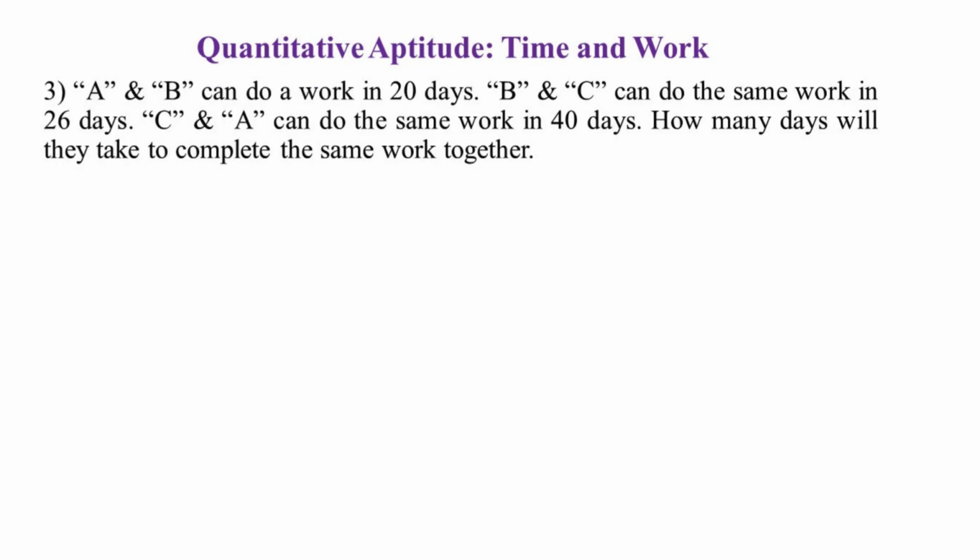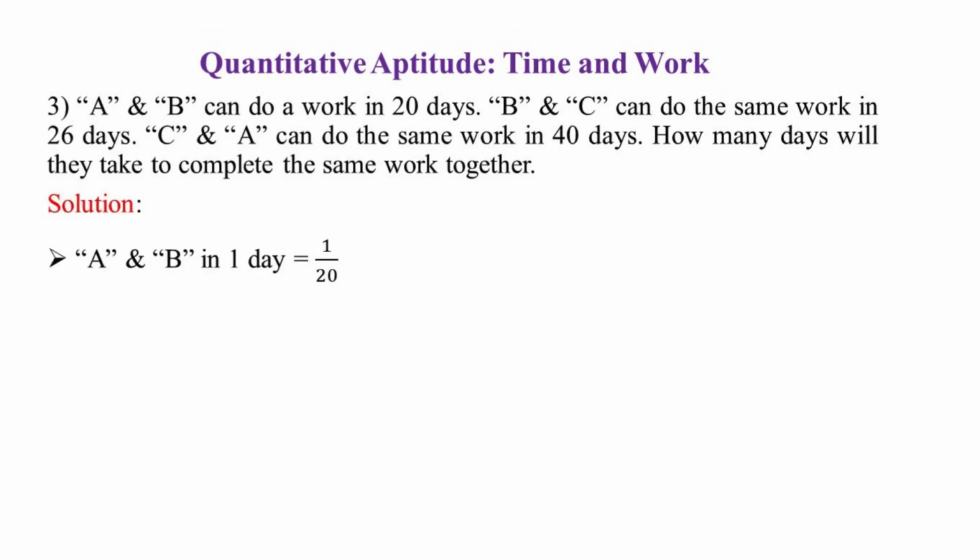The next question: A and B can do a work in 20 days. B and C can do the same work in 26 days. C and A can do the same work in 40 days. How many days will A, B, C together take to complete the same work? This is the question. Now let us solve this question.